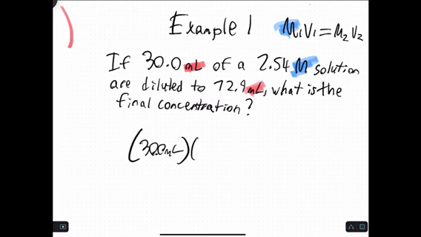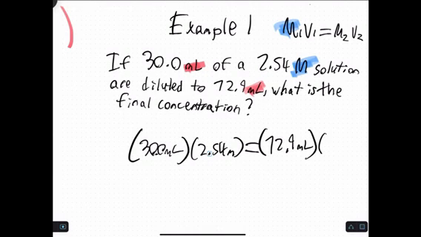It's multiplication, times 2.54 molar, is equal to 72.9 milliliters times x, because we're trying to find our x here. So we just insert that into our equation. We don't have to do any unit conversions for this. So we want to do 30 times 2.54. That gives you 76.2. We can do our units later.